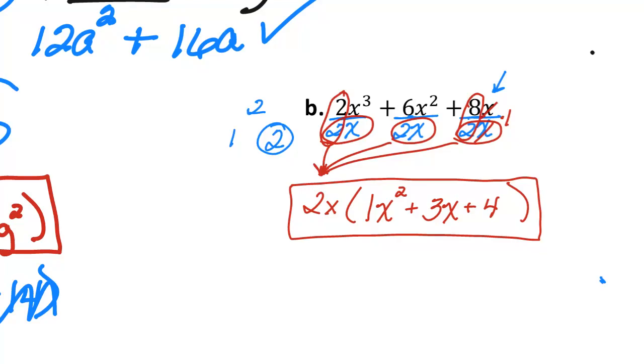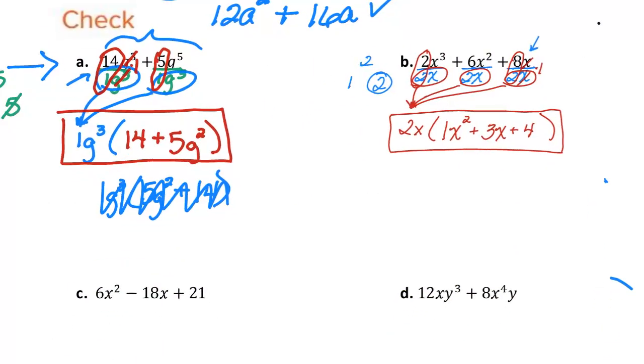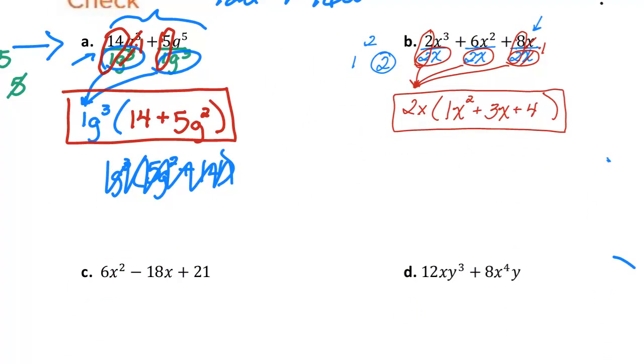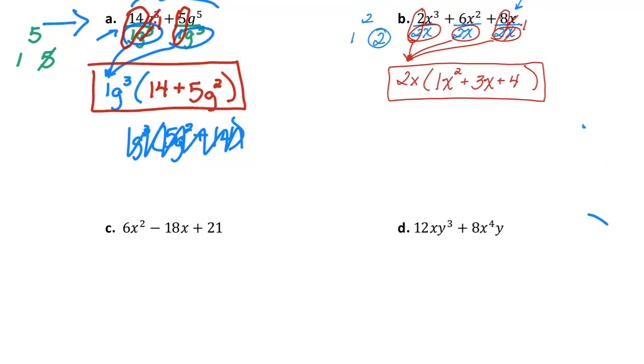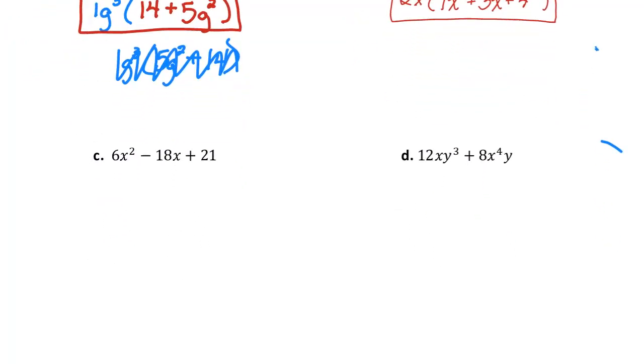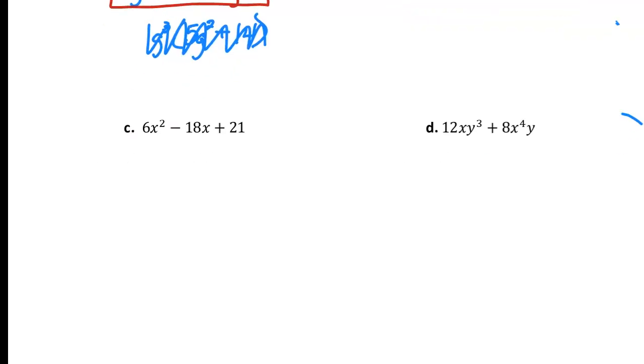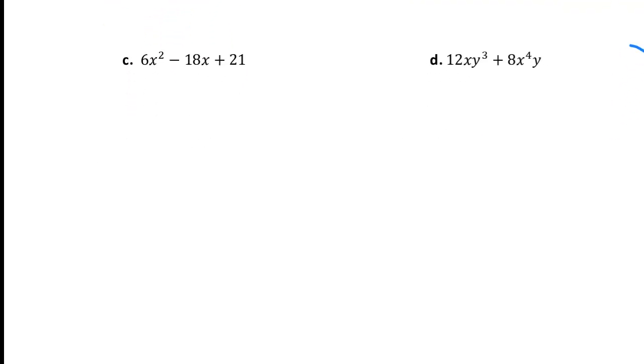Are you getting the hang of this? It's not too bad, is it, right now? Good. All right. Let's see. What could we do? Let's have you try C on your own. Say trinomial.